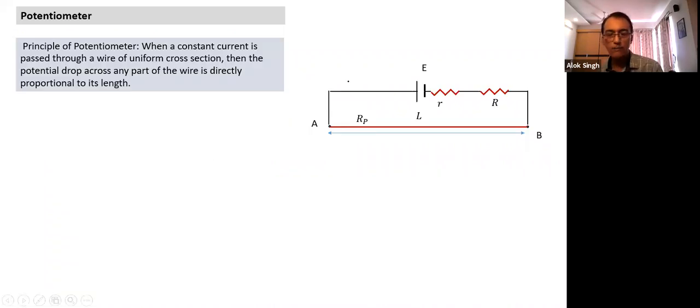See, there's something called, in IP also this question comes. What is the principle of potentiometer? IP preparation we'll do last, but I'm just going through the principle of potentiometer. Which principle does the potentiometer work on? That's a statement we use for defining the principle of potentiometer. When a constant current is passed through a wire of uniform cross section, then the potential drop across any part of the wire is directly proportional to its length. And in IP they ask for proof.